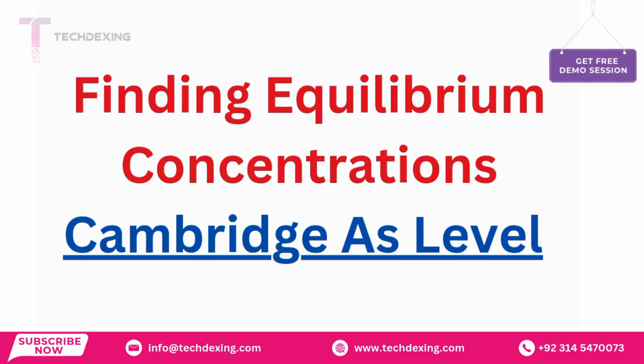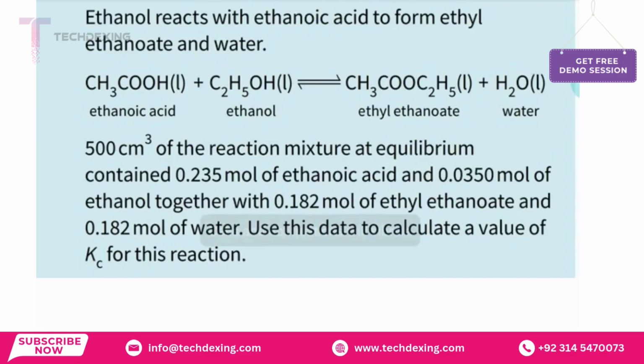Okay, so today we are going to start with finding equilibrium concentrations. Sometimes we are given the equilibrium concentrations of the reactants and we have to find the equilibrium concentration for the products. And sometimes we are given the equilibrium concentrations of the reactants and the products, and we have to find the Kc for any chemical reaction.